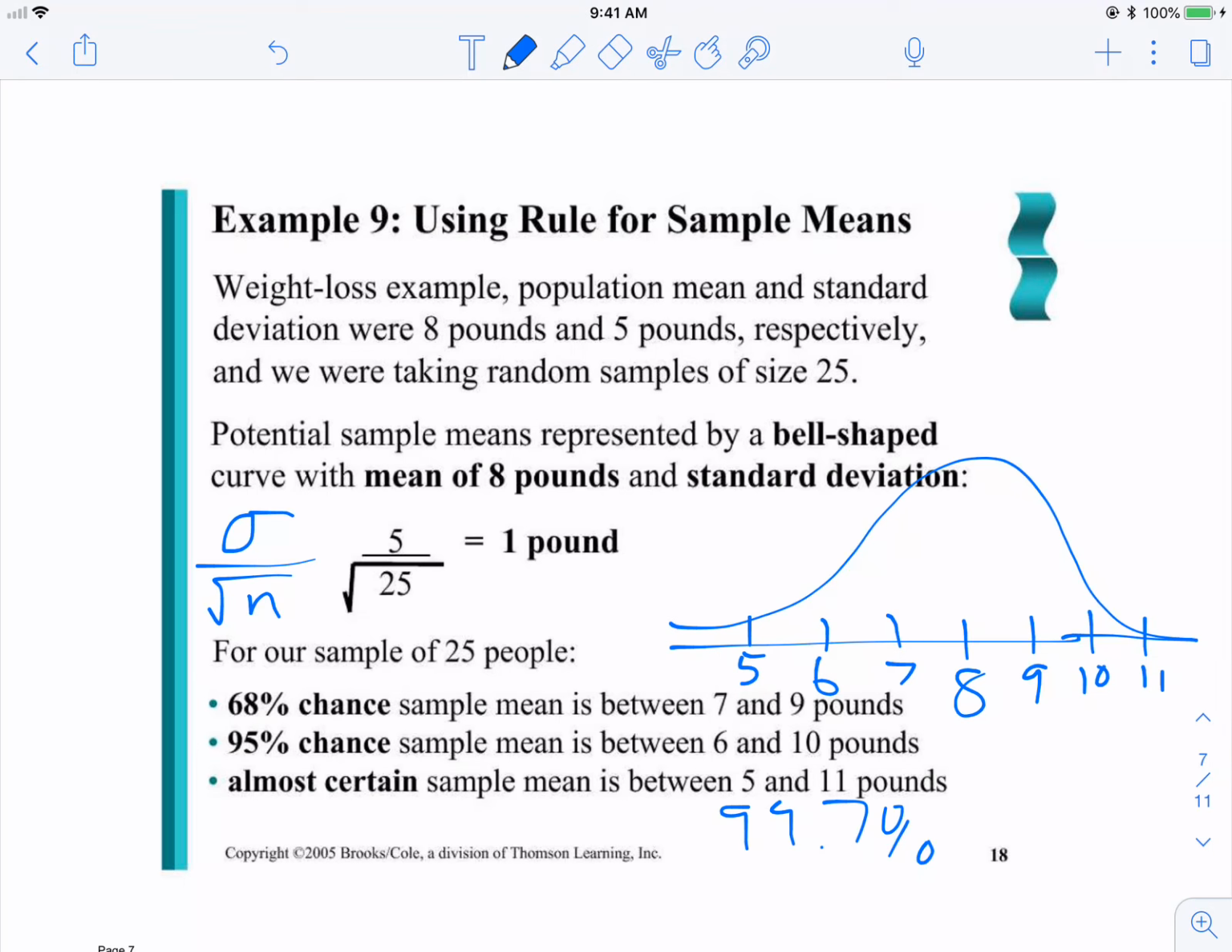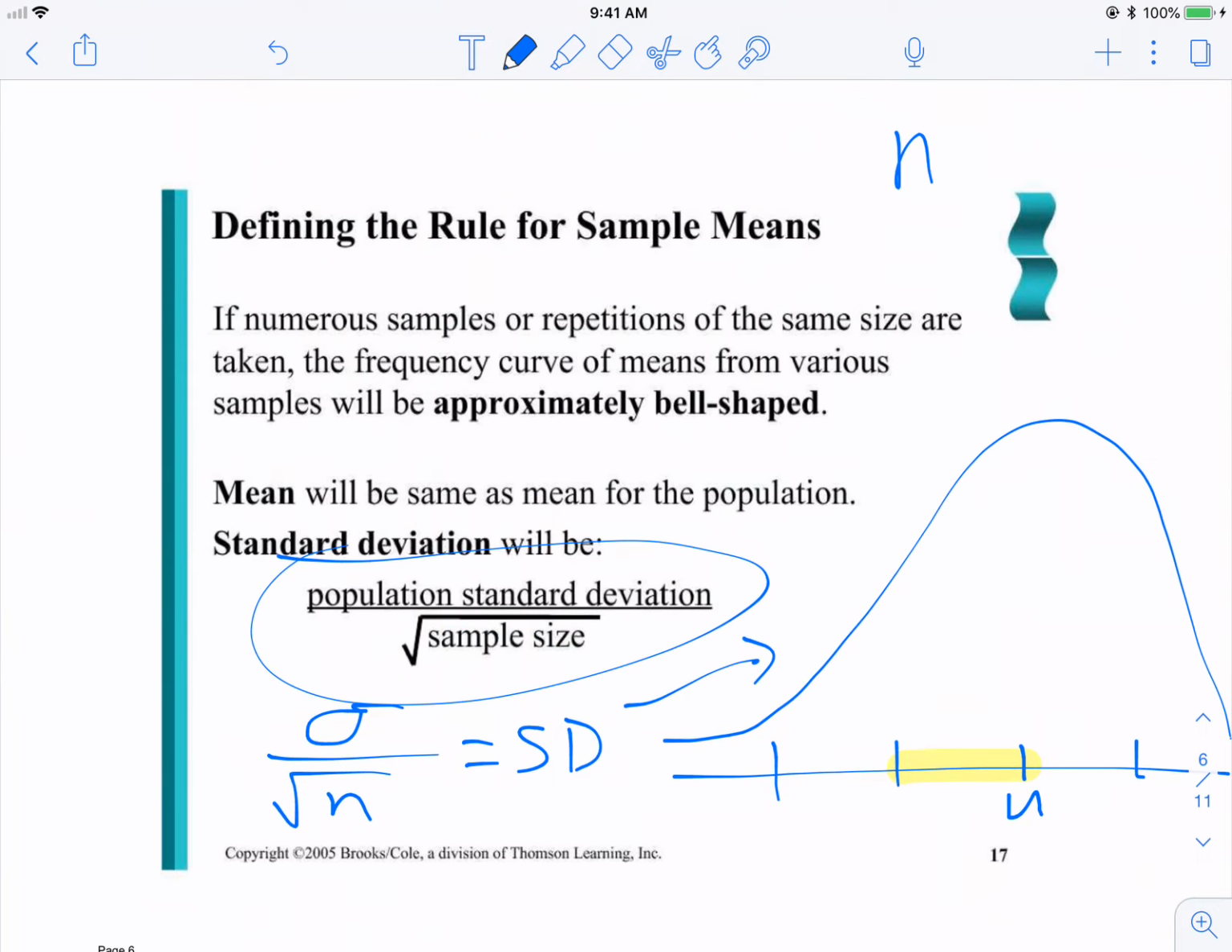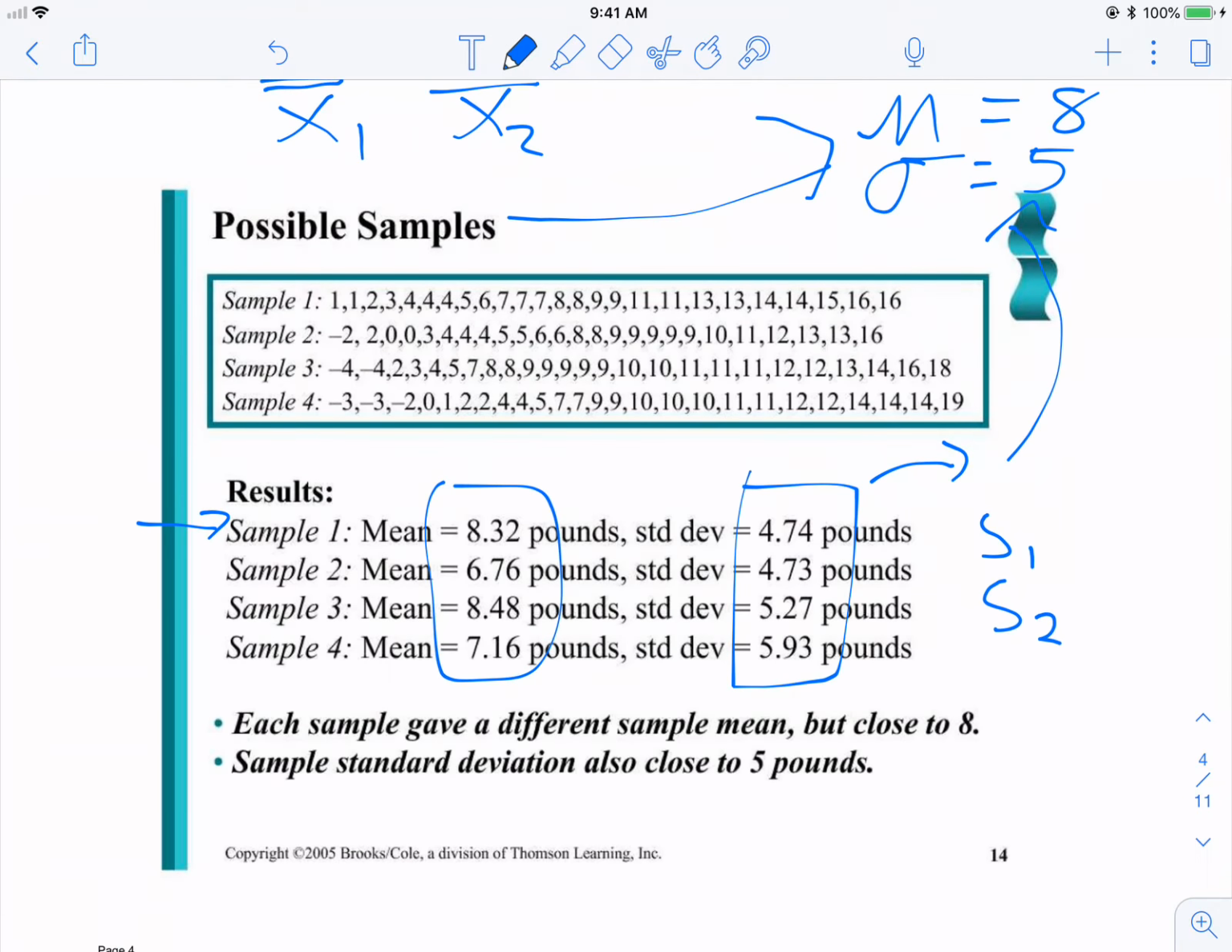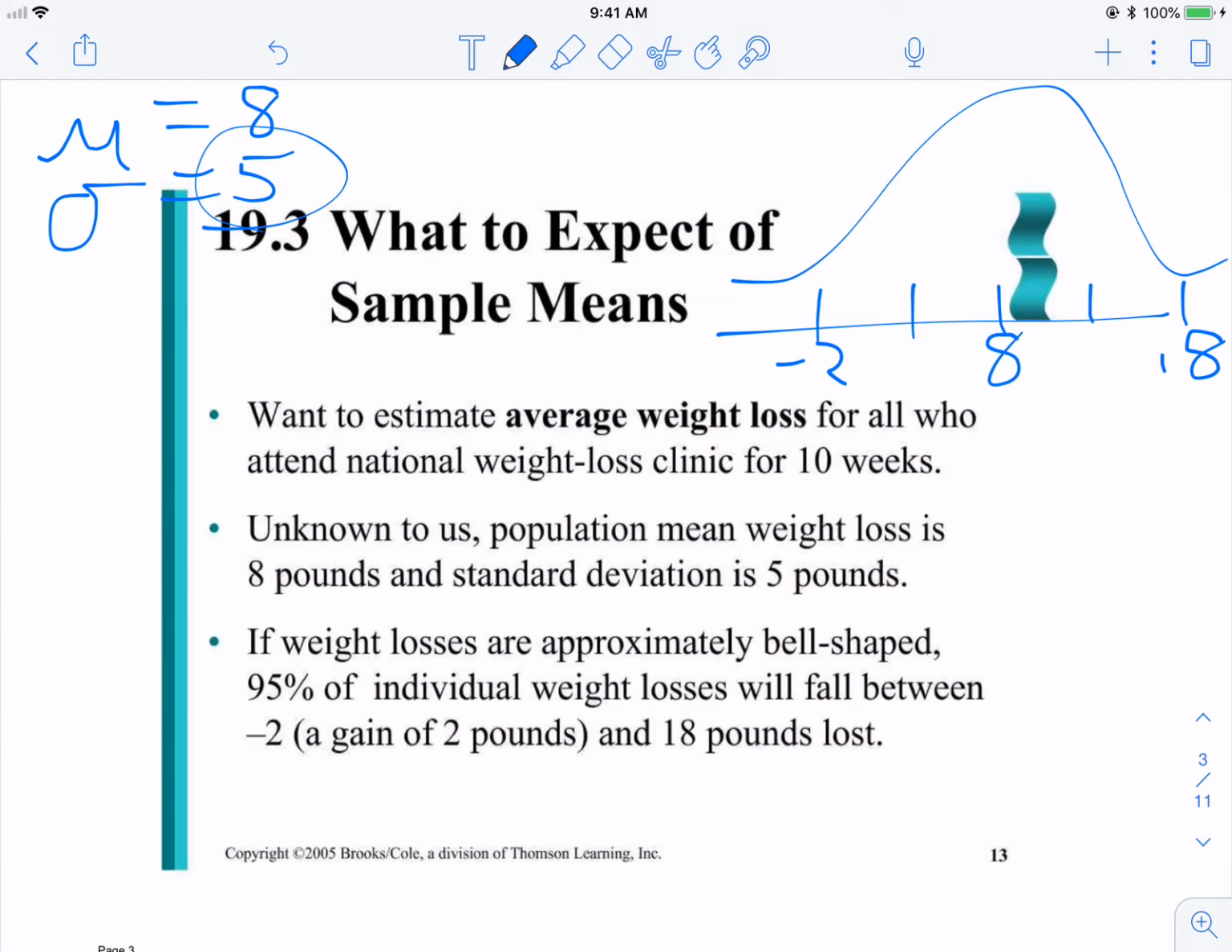Now again, think about what this bell curve represents. Taking a bunch of samples of size 25 and the average of those samples. So going back, these are examples of those samples that were taken of size 25.